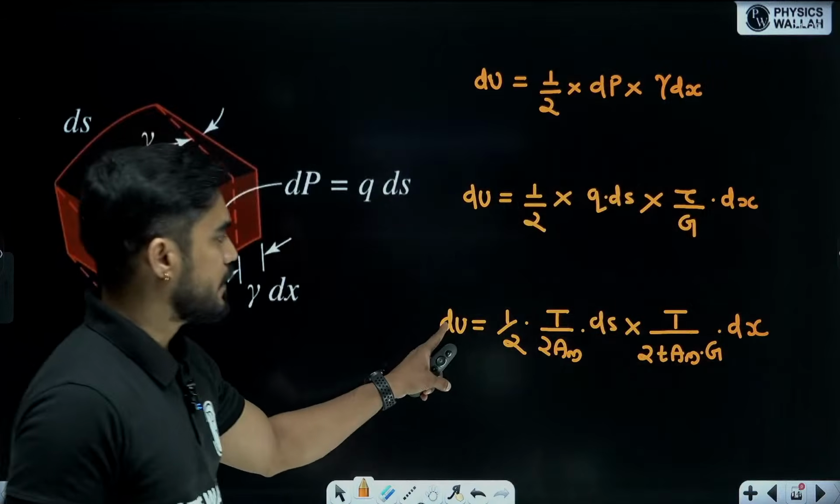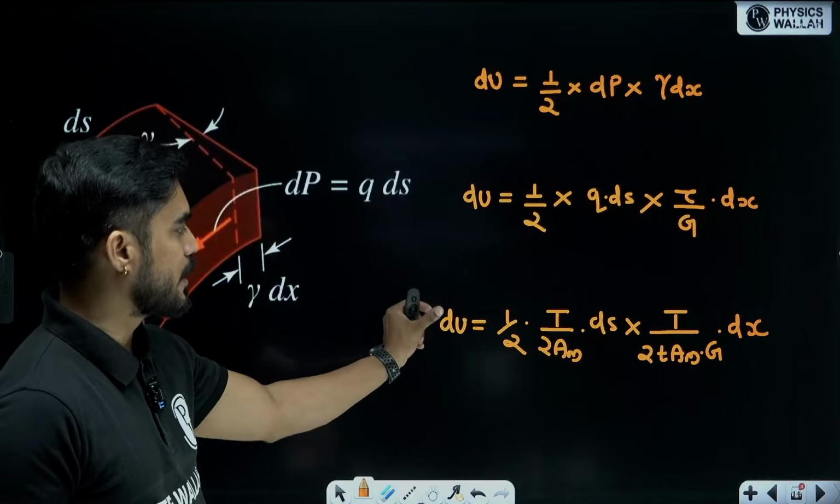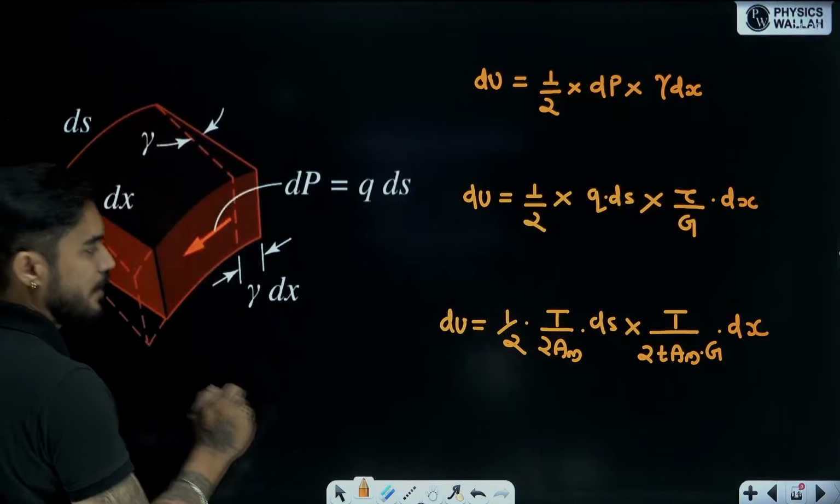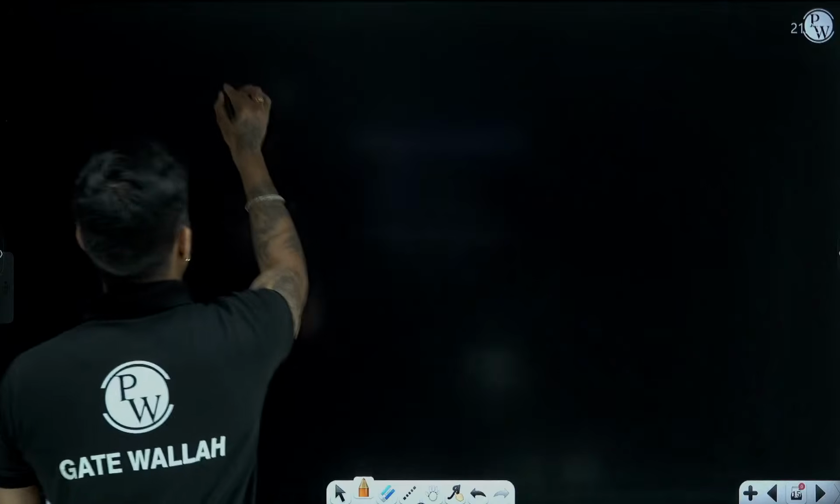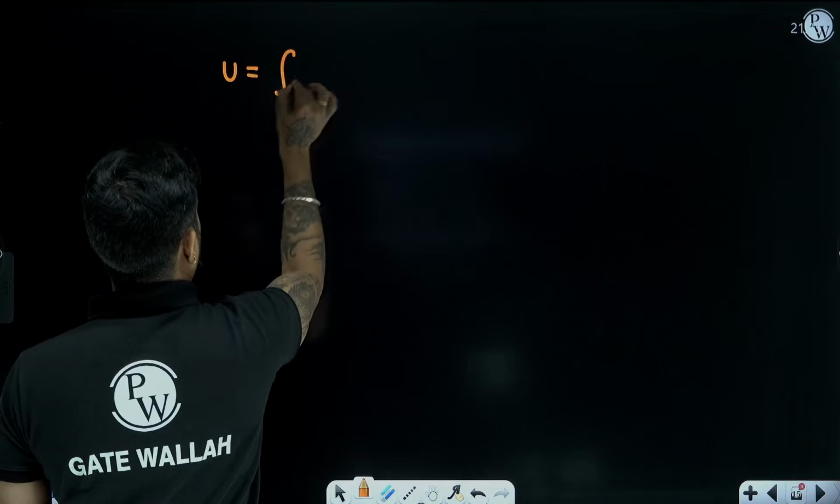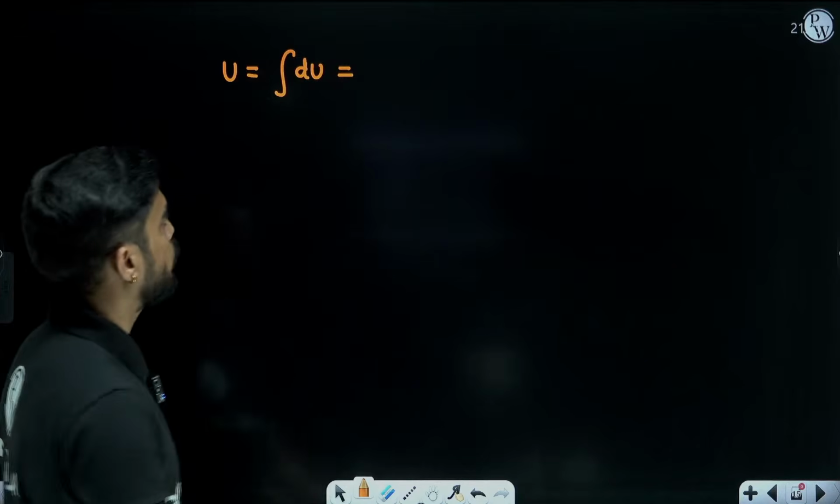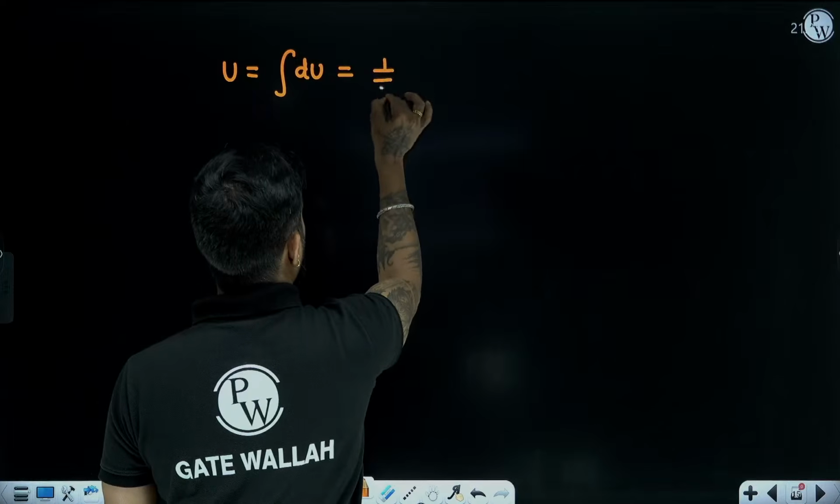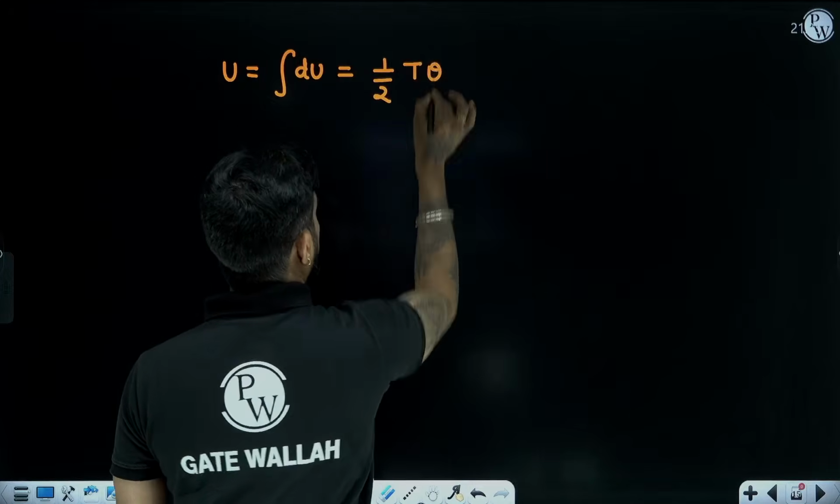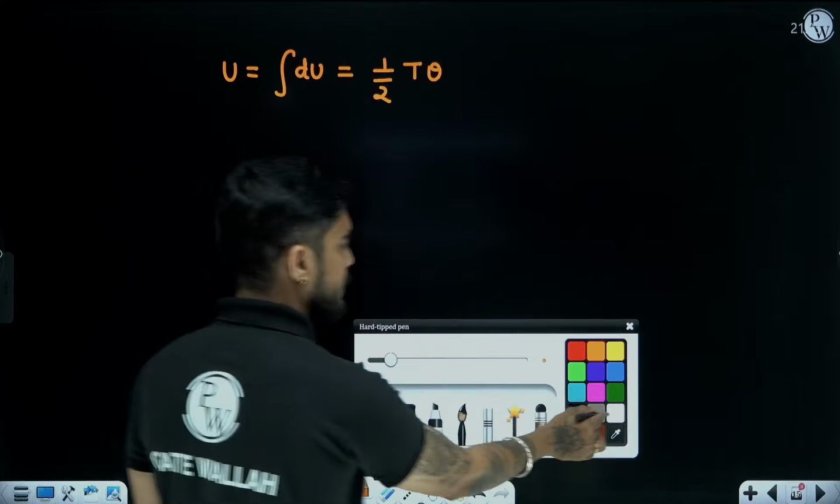Okay, this is the strain energy dU only in this very small element. If I integrate this, I will get the total strain energy, and that total strain energy is also given by half into T into theta. How do we get this?